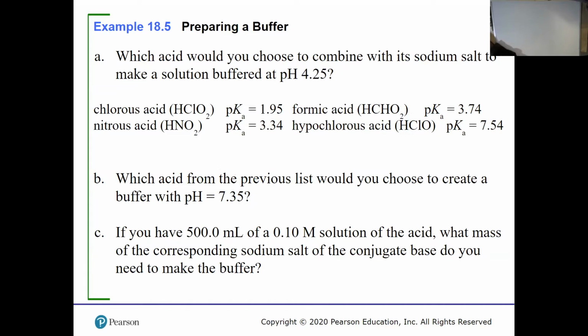Okay, now the third question is the most interesting one here. And that says, if we have 500 milliliters of 0.1 molar solution of the hypochlorous acid, what mass of the corresponding sodium salt of the conjugate base do we need to make the buffer? Okay, so that question I think sounds a little more complicated than it is. We just have to go back to the Henderson-Hasselbalch equation and let that equation kind of guide us through this question.